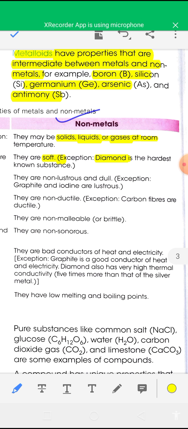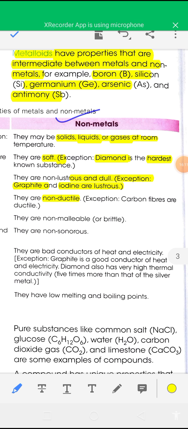Diamond is the hardest known substance. Diamond is a non-metal, but it is the hardest known substance. And non-metals are non-lustrous and they are dull. There are some exceptions. Graphite and iodine are non-metals, but they are lustrous. And non-metals are non-ductile.